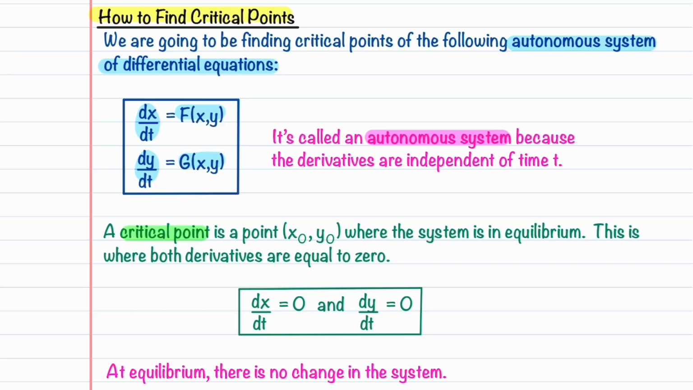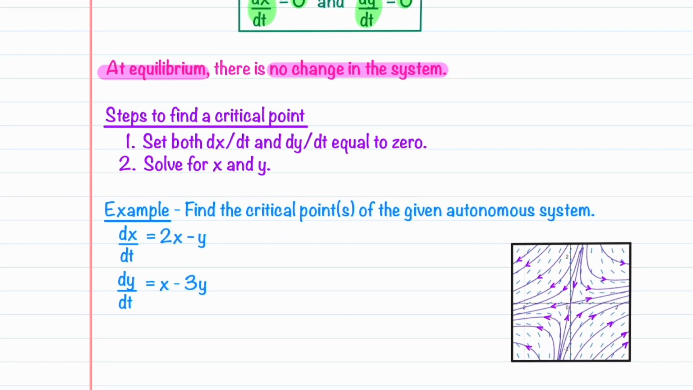Let's now define what a critical point is. A critical point is a point that I'll call (x0, y0), where the system is in equilibrium. This is where both derivatives, dx/dt and dy/dt, are equal to 0. At equilibrium, there is no change in the system. To find a critical point, you just need to follow these two steps. The first step is to set both dx/dt and dy/dt equal to 0, and then the second step is to just solve for x and y.